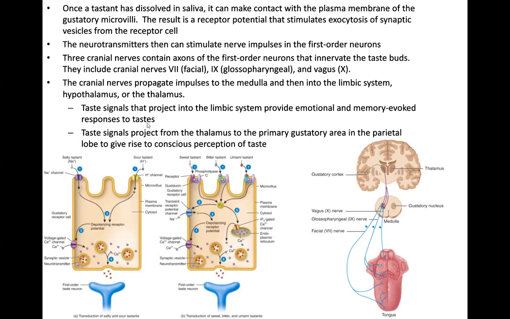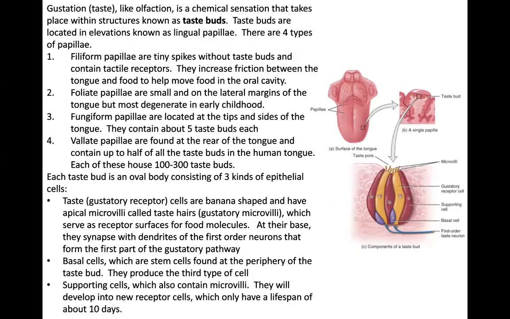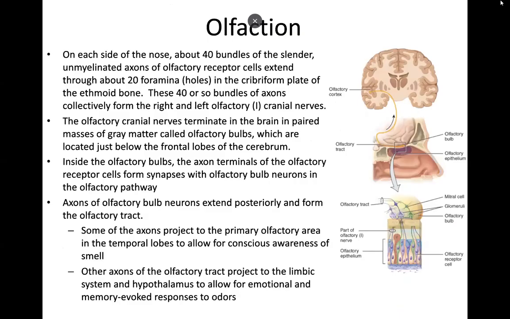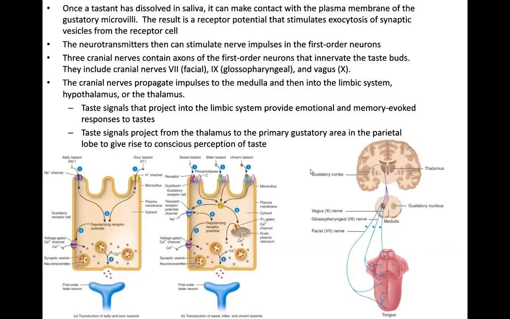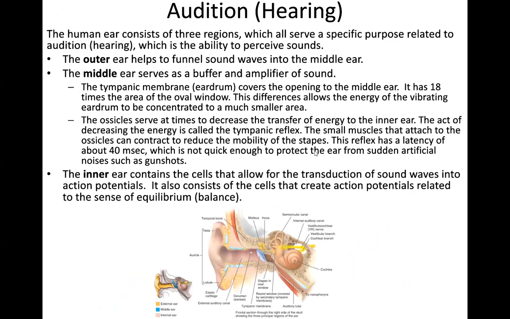Okay. Taste signals are also going to project to our limbic system, which we know is our emotional brain. And thus will provide us with emotional and memory evoked responses to tastes, which is just like we learned the other day when it came to smell. So we talked about that the other day. Taste and smell actually really similar. In fact, those two really affect each other. If you lose your sense of smell, like people that have COVID, it can really impact your ability to taste.